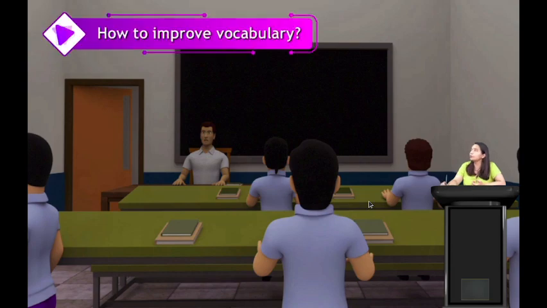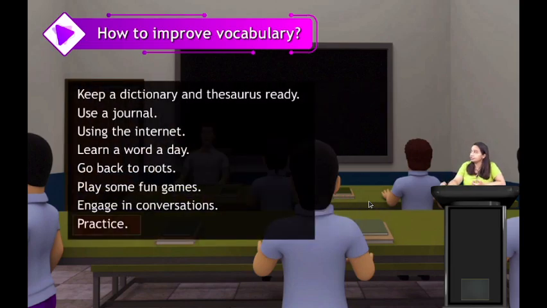How to improve vocabulary? Now, one question is there. How can you improve your vocabulary? A. Keep a dictionary and thesaurus ready. B. Use a journal. C. Using the internet. D. Learn a word a day. E. Go back to roots. F. Play some fun games. G. Engage in conversation. And H is practice.